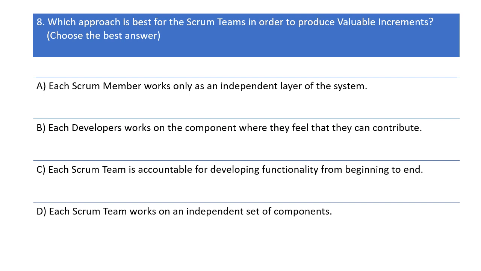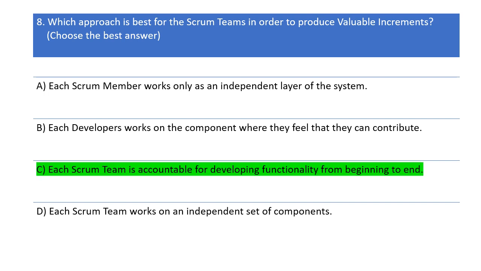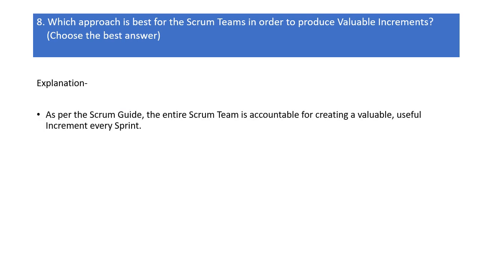Let me know what options you have chosen. You can see the right answer on the screen. It is option C. Let us see why the answer is option C. As per the Scrum Guide, the entire Scrum team is accountable for creating a valuable, useful increment every sprint.